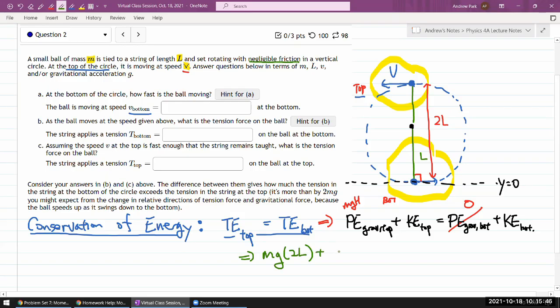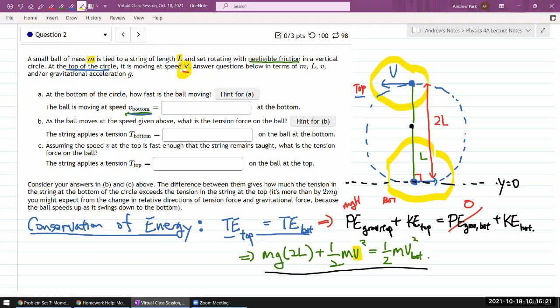And the kinetic energy at the top is 1/2 mv squared, noting that this v is the exact same v that's noted here. So it's not a generic v. That's equal to 0 gravitational potential energy at the bottom plus the kinetic energy at the bottom, and I'm going to write it in terms of this parameter that's given: 1/2 m v bottom squared.